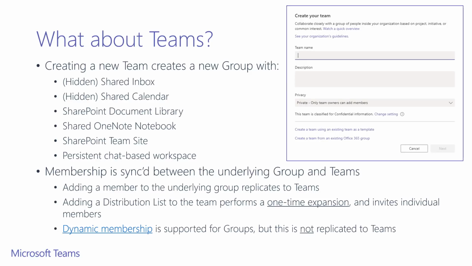Membership will be synchronized between the underlying group and Teams. If you were to add a member to the underlying group directly, that would then replicate over to Microsoft Teams so that they would have access to the various resources that we have inside of Teams itself, such as the persistent chat-based workspace, for example. If you were to add a distribution list to the team, we will perform a one-time expansion of that distribution list and invite the individual members of that distribution list as it was at that particular moment.